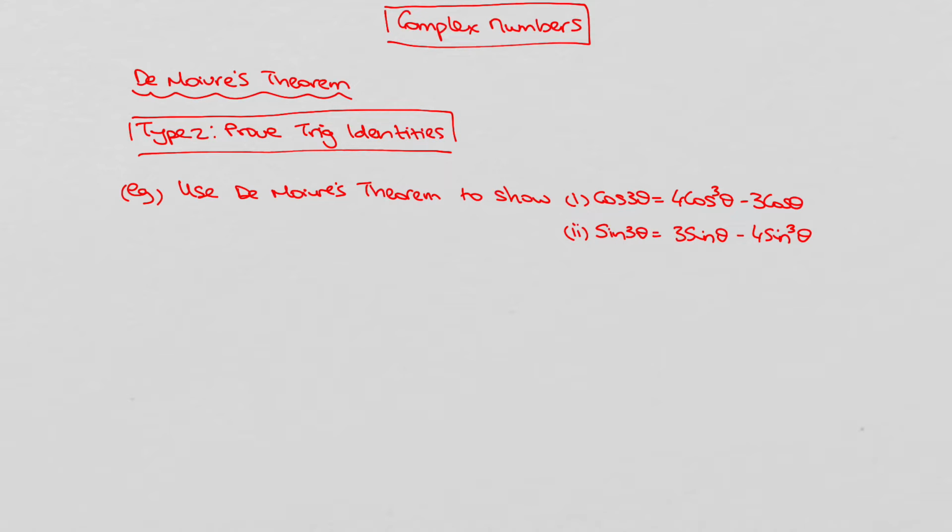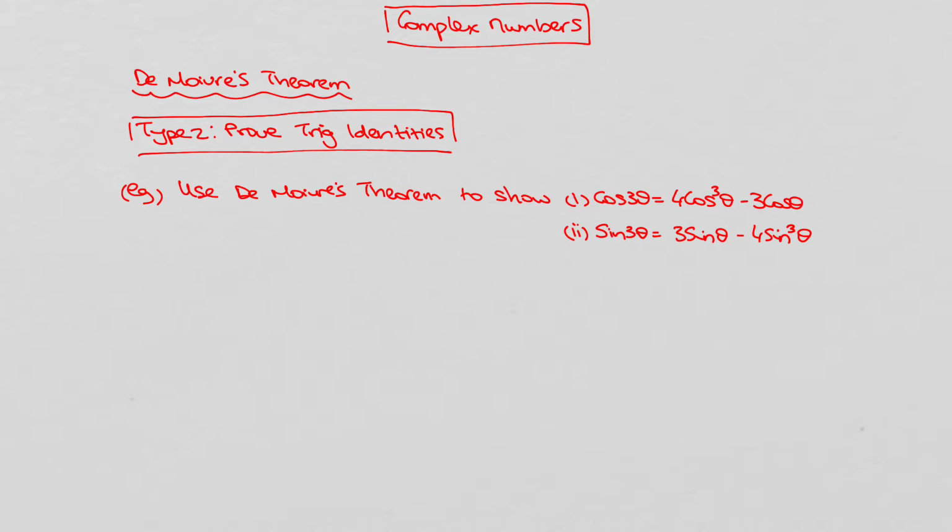Complex numbers, de Moivre's theorem, type 2, prove trig identities. So in this type here, we're going to be asked to use de Moivre's theorem to show that cos 3 theta is equal to 4 cos cubed theta minus 3 cos theta. And sometimes we will also be asked to show that sine 3 theta equals 3 sine theta minus 4 sine cubed theta. But most of the time, it'll either be asked to show 1 or 2.